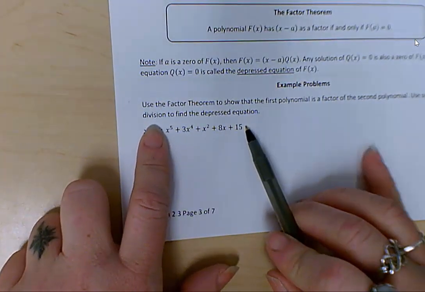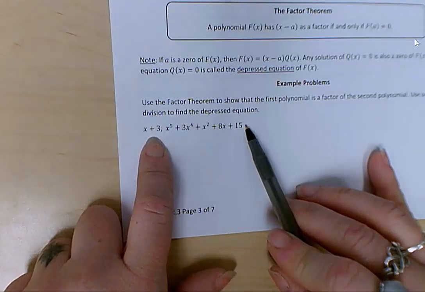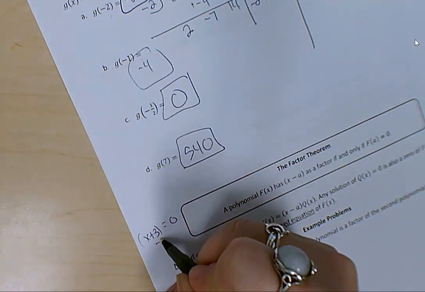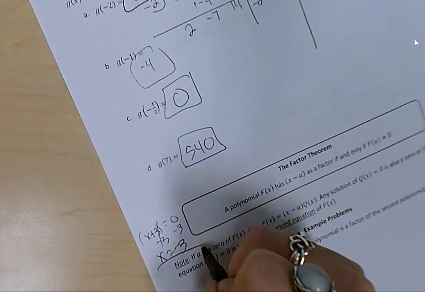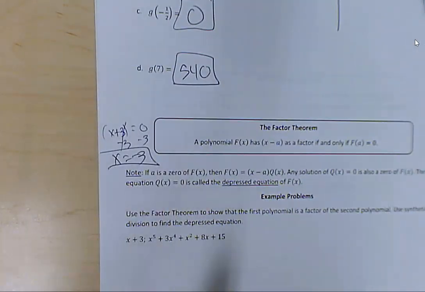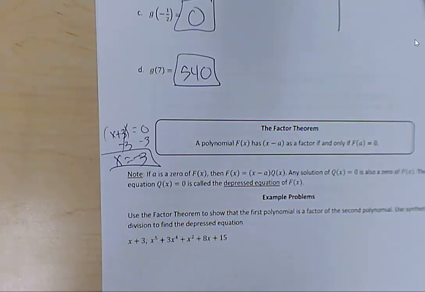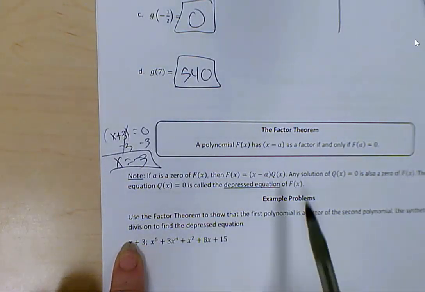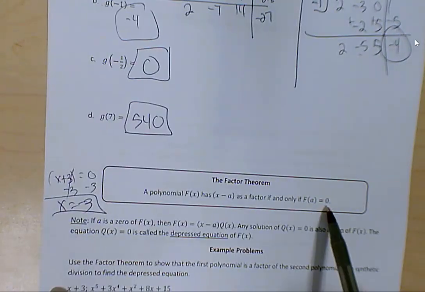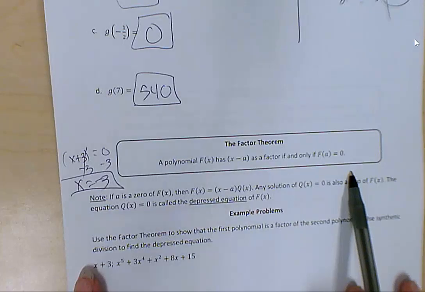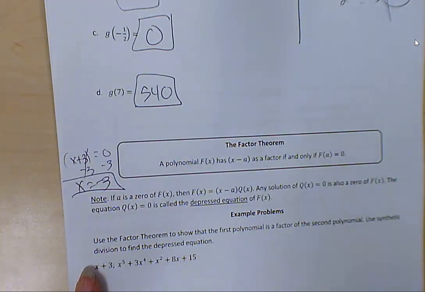If we were to factor this, we're saying that x plus 3 would be one of the factors. Remember, if x plus 3 is a factor and we set that equal to 0 and solve, x is negative 3, which also tells us that negative 3 is a solution to this polynomial. That is one of the biggest reasons this theorem is so important: when we do synthetic division and find a number where we get 0 as the remainder, that's the magic number we're looking for. When we get 0 as a remainder, it means the number we just tested is a solution.